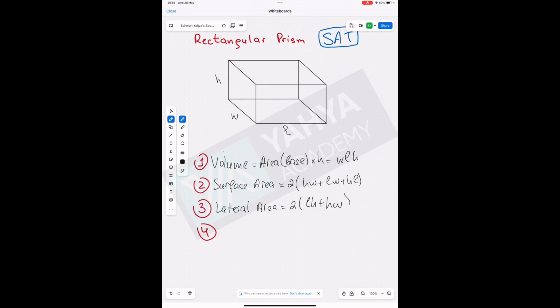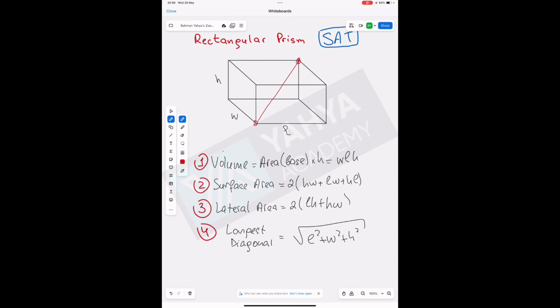And lastly, sometimes they ask questions related to this formula, so it would be better if you know the longest diagonal. The longest diagonal has a formula of the square root of length squared plus width squared plus height squared, and the longest diagonal is this diagonal from here to here, a straight line. So these are the formulas.